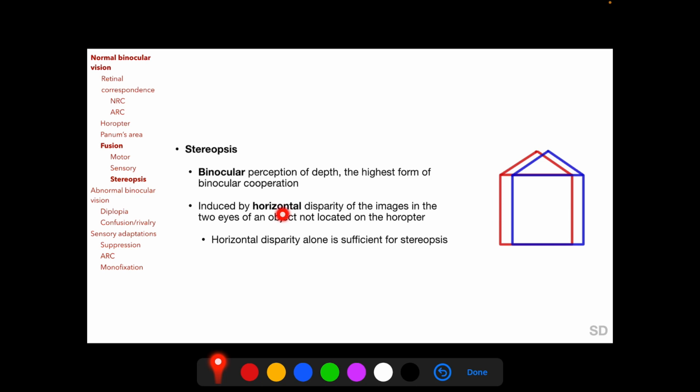Stereopsis is induced by horizontal disparity of the images of an object projected in the two eyes, and this horizontal disparity occurs because of the horizontal separation between the two eyes and occurs with an object which is not located on the Horopter. And the horizontal disparity between these two images alone is sufficient for stereopsis. So we have to remember that stereopsis is binocular and is induced by horizontal disparity of the two images. This diagram shows the horizontal disparity between the two images projected on the two eyes by a target not lying on the Horopter, and this horizontal disparity induces stereopsis.